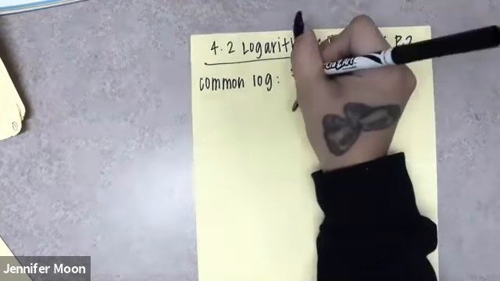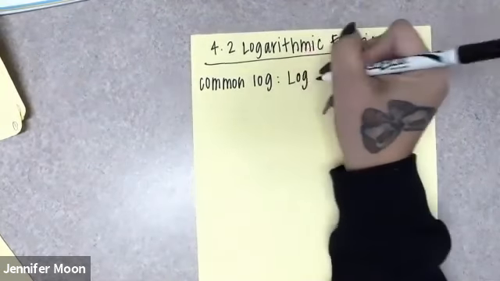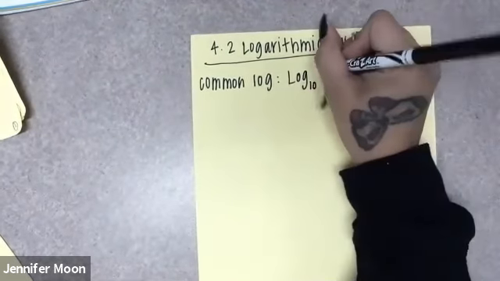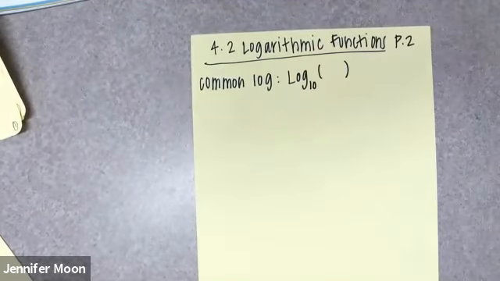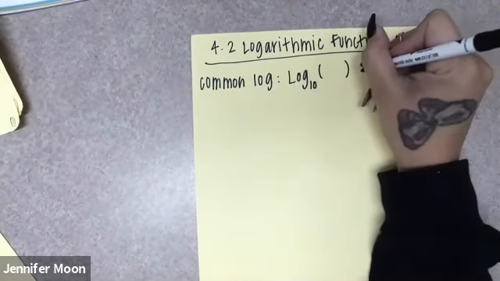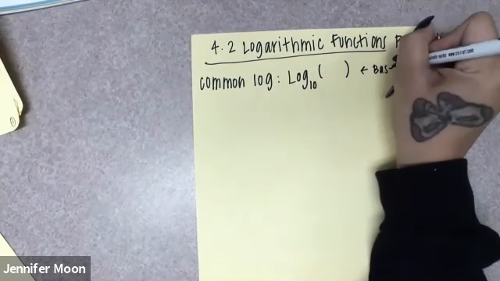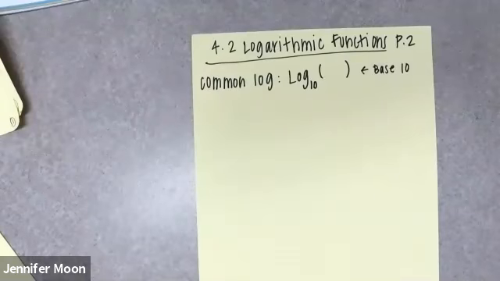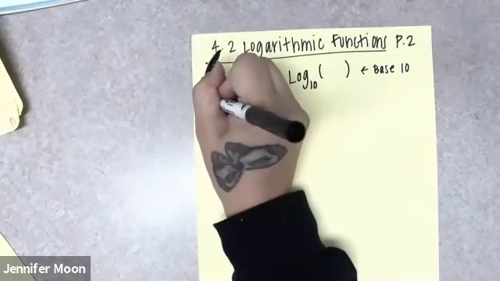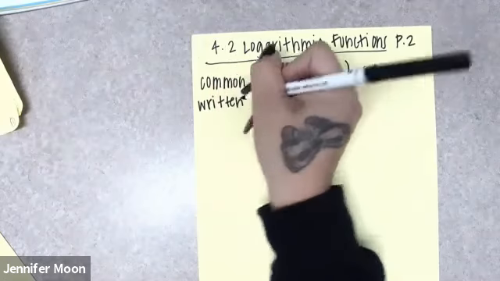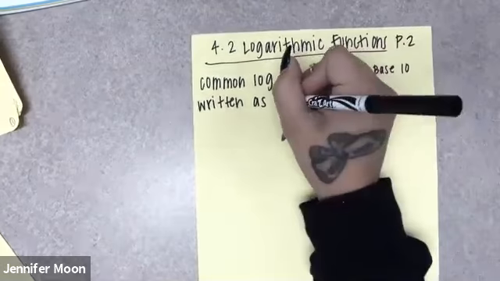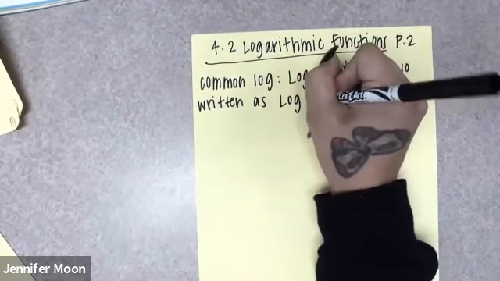So common log, like I said, you could see it written as log, and then for our base, it's a 10. And then you have something written there, whatever it may be. It could be a number of different things. So y'all, this right here, that's a base 10. Now, as far as us just writing it in the notes, we could just say that it's written as log, and then let's just say x.